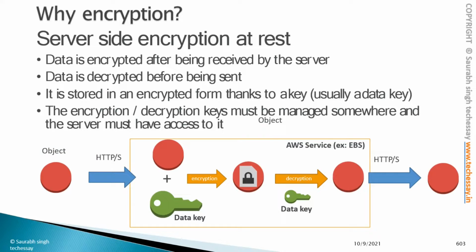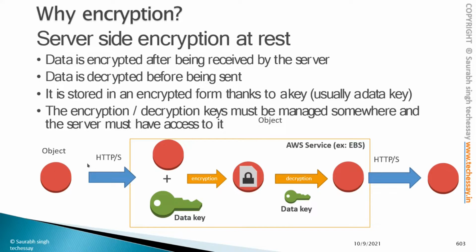So let's talk about some more encryption concepts. SSL and TLS help us to encrypt the in-flight data, but what about the data at rest, which is stored on any storage device, like S3 or EBS or many more? So let's talk about server-side encryption at rest. Here our data is encrypted after being received by the server, and data is decrypted before being sent to our client, and it is stored in an encrypted form thanks to a key, usually a data key. The encryption or decryption key must be managed somewhere, and the server must have access to it.